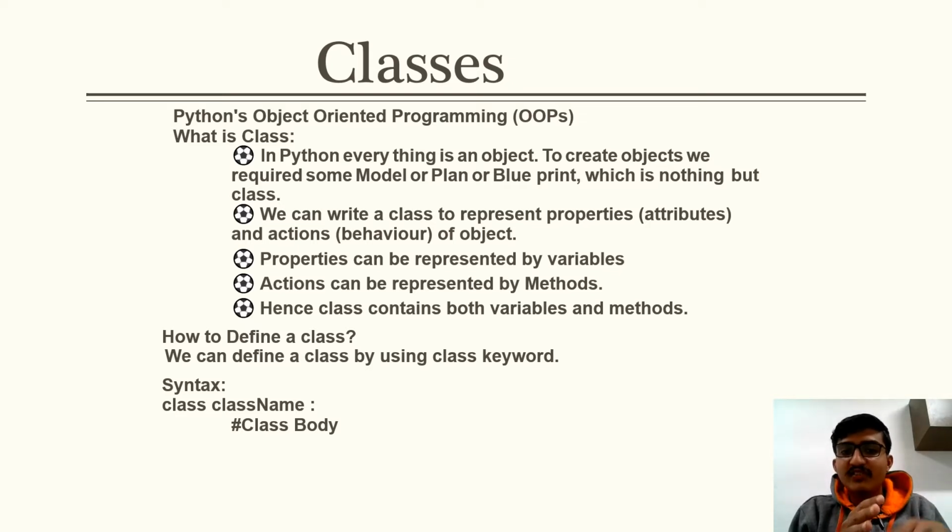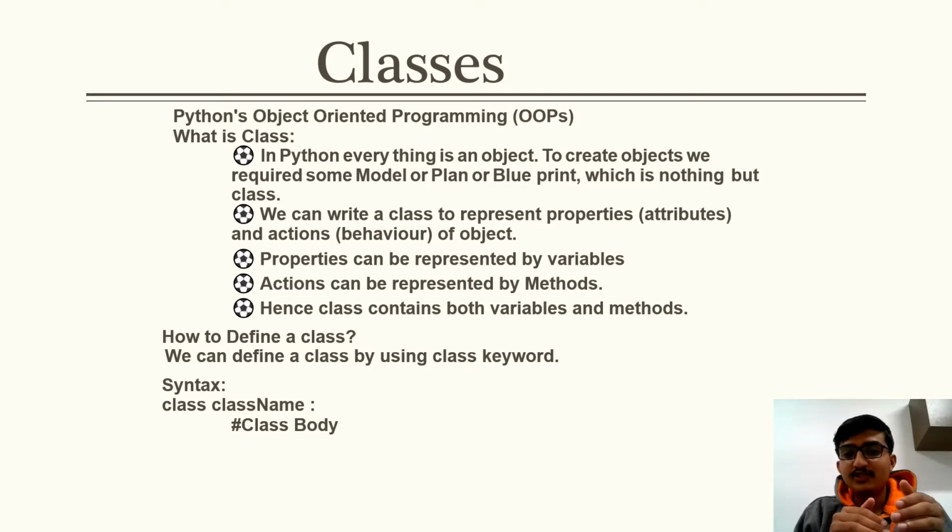To create an object, we require some model or plan or blueprint, which is nothing but a class. Let's take an example of a building. If you want to build a building, you will need a blueprint. The blueprint of the structure is nothing but a class. Now, the building will be the object and the blueprint you created to build the building will be its class.